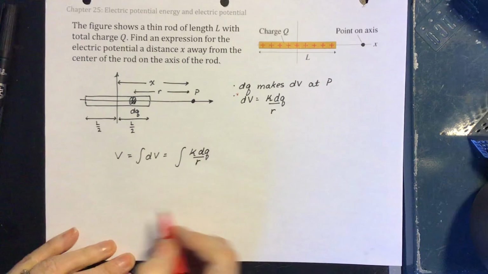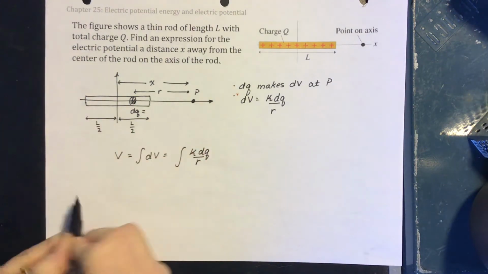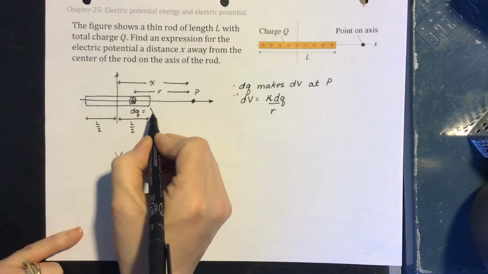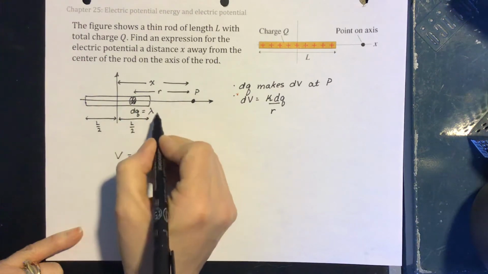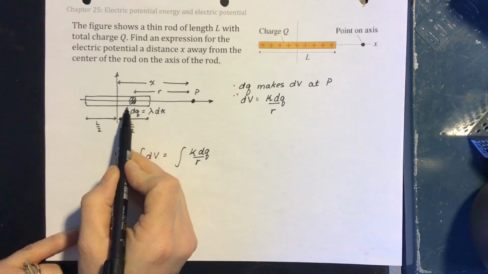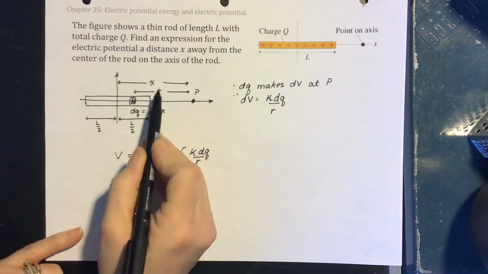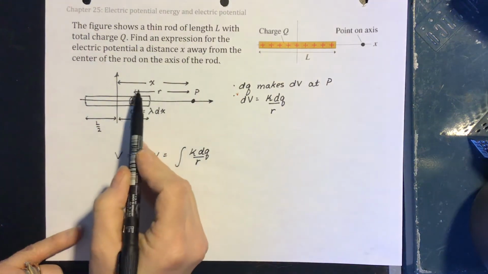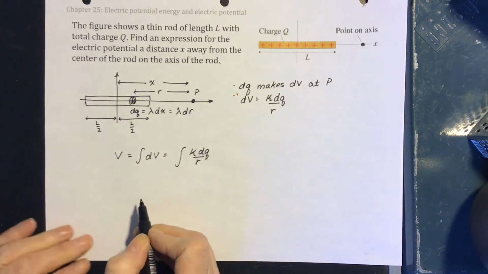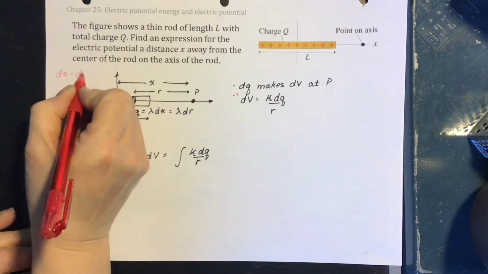Our little bit of charge dq, if we want to find out how much that charge is, is the charge density times the length of that charge. That charge has a little bit in the horizontal, a little bit in the x direction. But in this problem, we also notice that x and r are both horizontal. A little bit in the x direction is the same thing as a little bit in the r direction. So for this problem, dx equals dr because they're in the same direction.